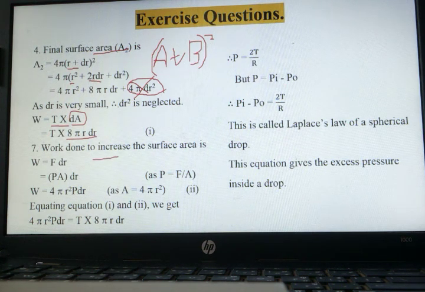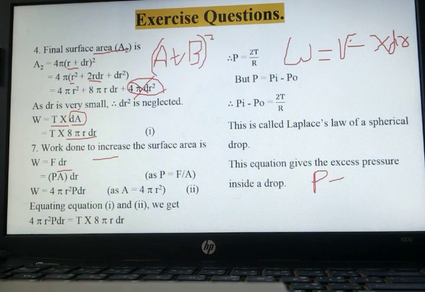Now, what is the formula for work done? Work done is force into displacement. We have applied some amount of force, and due to the force there is some displacement, denoted by dr. We also know that pressure is force upon area, so force can be written as pressure into area. So work done is pressure into area into dr. Here, in place of area, we can write the initial area, that is 4 pi r square, with pressure written as it is. This is also work done.